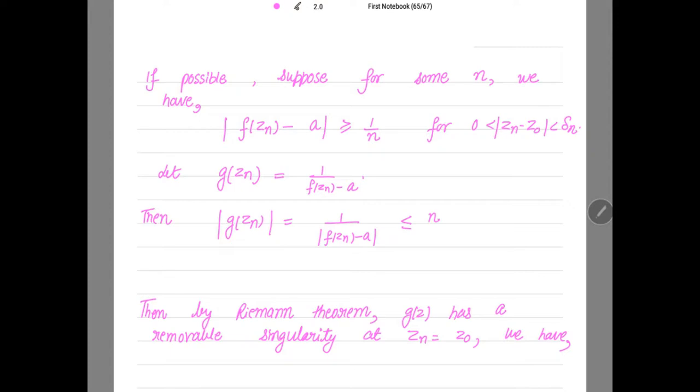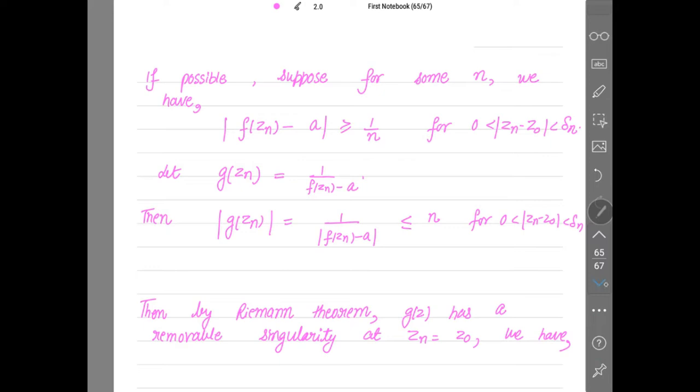For 0 less than mod z_n minus z naught less than delta_n. This is a must to write. Now, because mod of g(z_n) is less than or equal to n, that means this function is bounded. And whenever the function is bounded, we take the help of Riemann's theorem. So then by Riemann's theorem, g(z) has a removable singularity. Whenever the function is bounded in some deleted neighborhood of z naught, then that function has a removable singularity at z equal to z naught. And removable singularity means the principal part is 0.